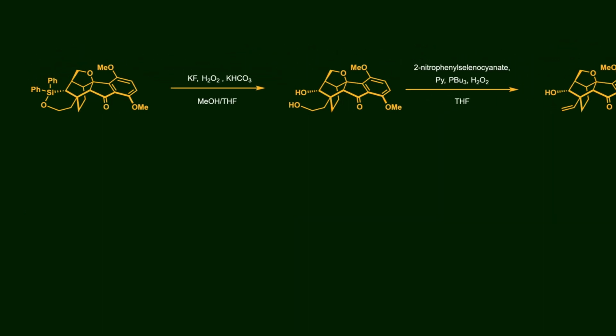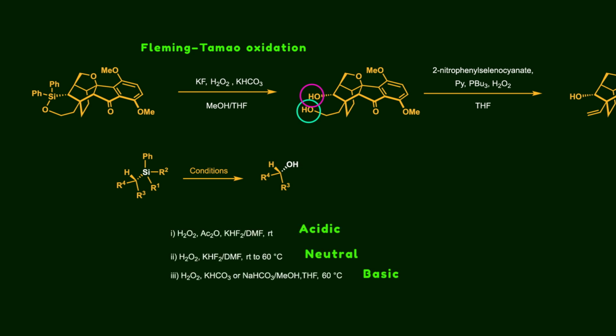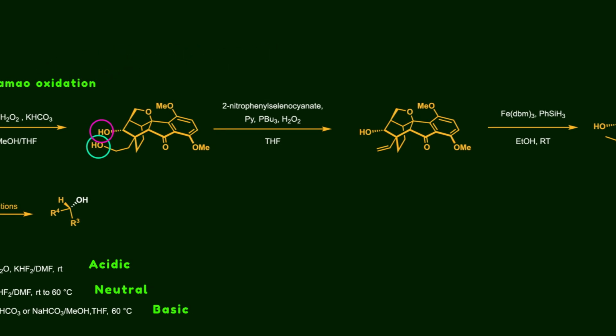In the next step, this intermediate underwent Fleming-Tamao oxidation, resulting in a diol intermediate. Fleming-Tamao oxidation is a useful reaction for converting a carbon-silicon bond to a carbon-oxygen bond while retaining the configuration of the carbon atom, and can be carried out in acidic, neutral, or basic media. In this reaction, it was performed under basic conditions. The resulting intermediate underwent dehydration to introduce an alkene functional group.